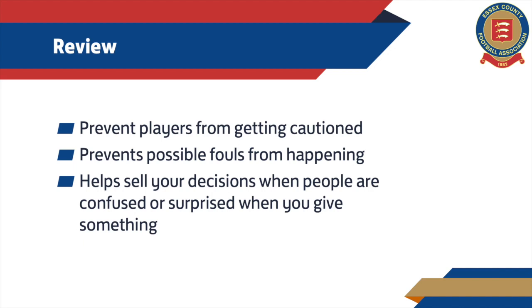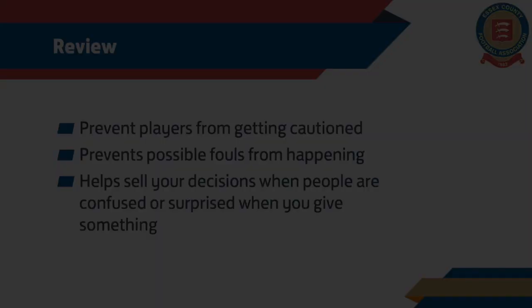If a foul happens, no matter how soft you give it, the player might still react. But again, you can try and prevent that from happening in the first place. But also think about your communication to sell those decisions. Some people might be confused or surprised when you give something, whereas if you're communicating with a clear arm signal and a good bit of voice to back it up, for example, that way it should stop any confusion or any sort of surprises that people might have.